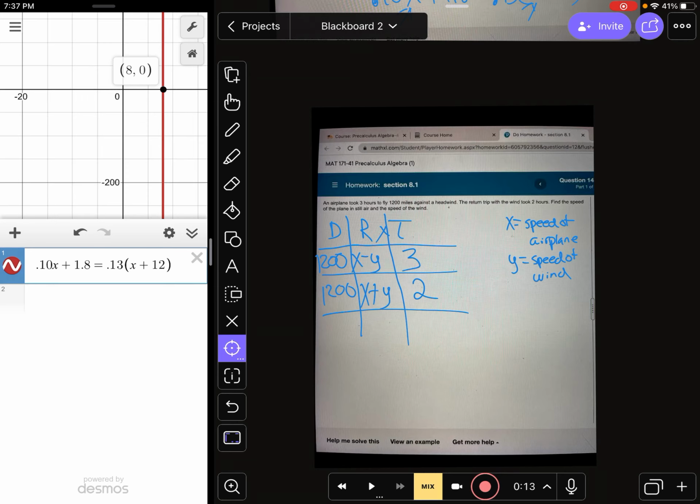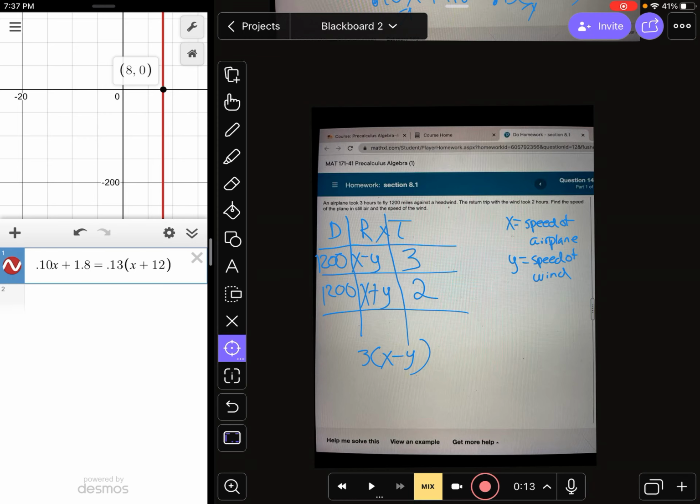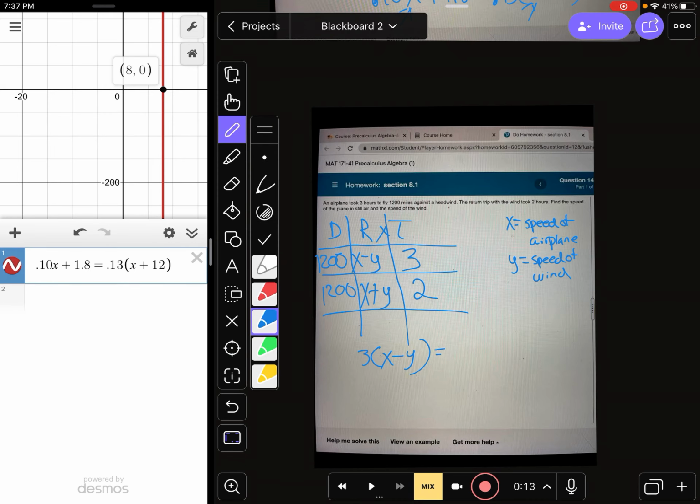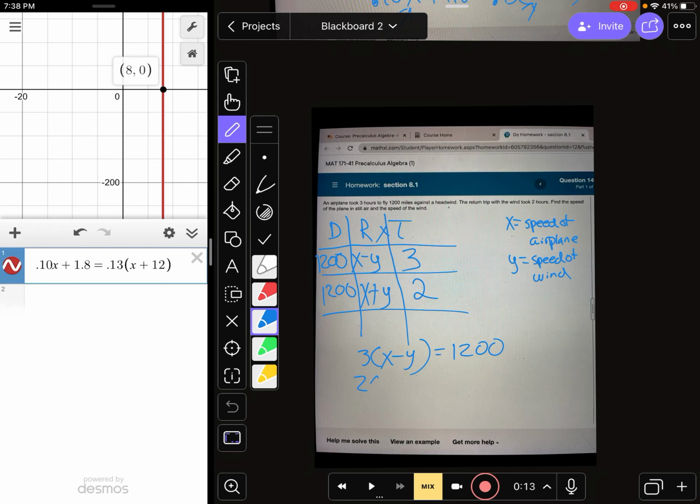These two together, when I multiply them, I'm just going to kind of mix up the order. 3 times x minus y. These two multiplied together equals my distance, which is 1200. I also have another equation. Two variables, I need two equations. Here's an equation right here. This times this equals that. 2 times x plus y equals 1200. All right? Those are my two equations.